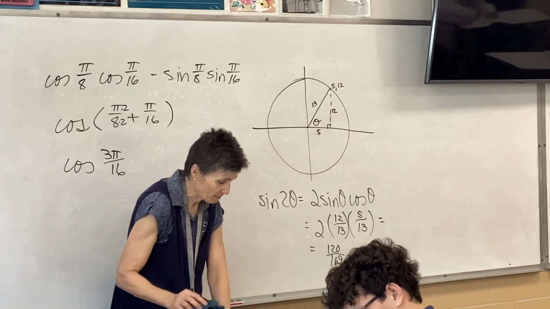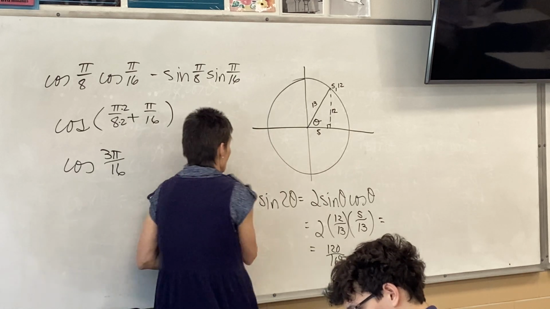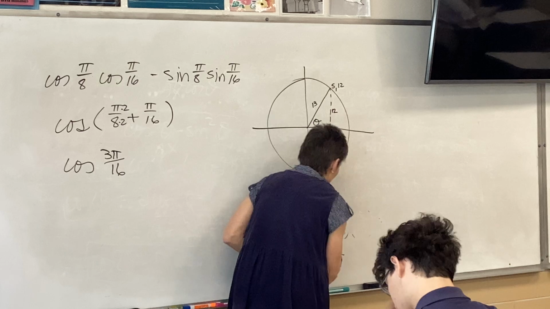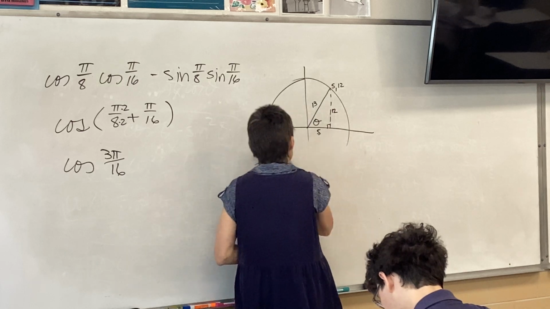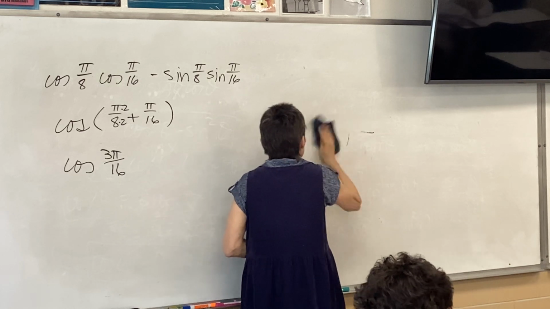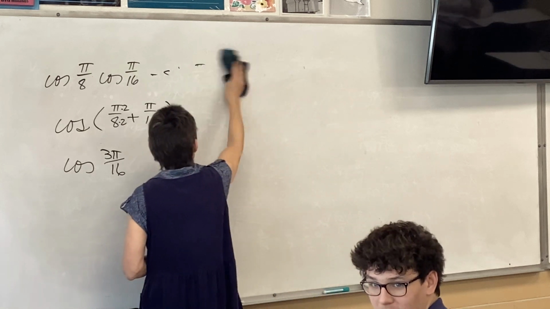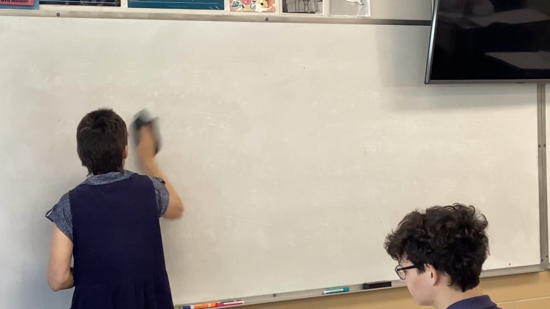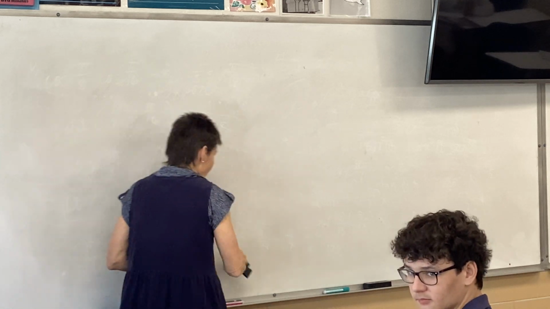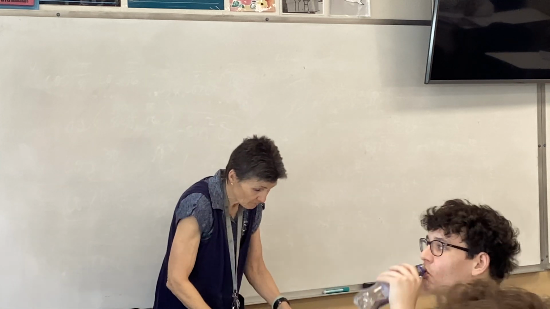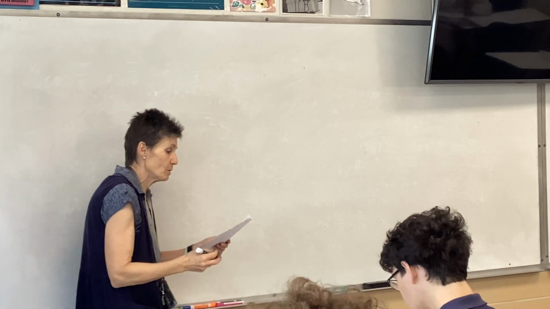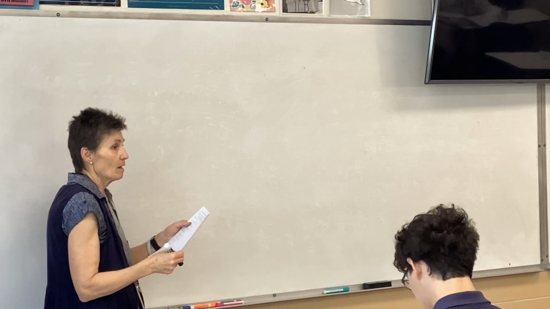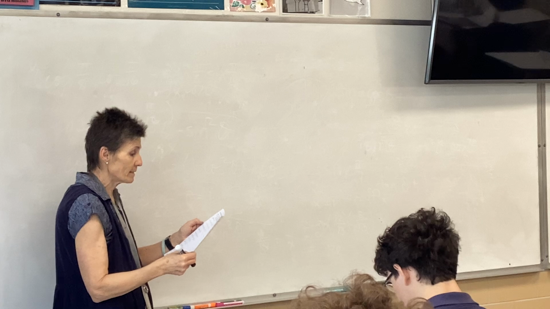Let's look at these. Two truths and a lie. That means that 2 of the statements are true and 1 of them is false. So we have to figure out which of these statements is true and which is false. All right? So let's do number 1 together.